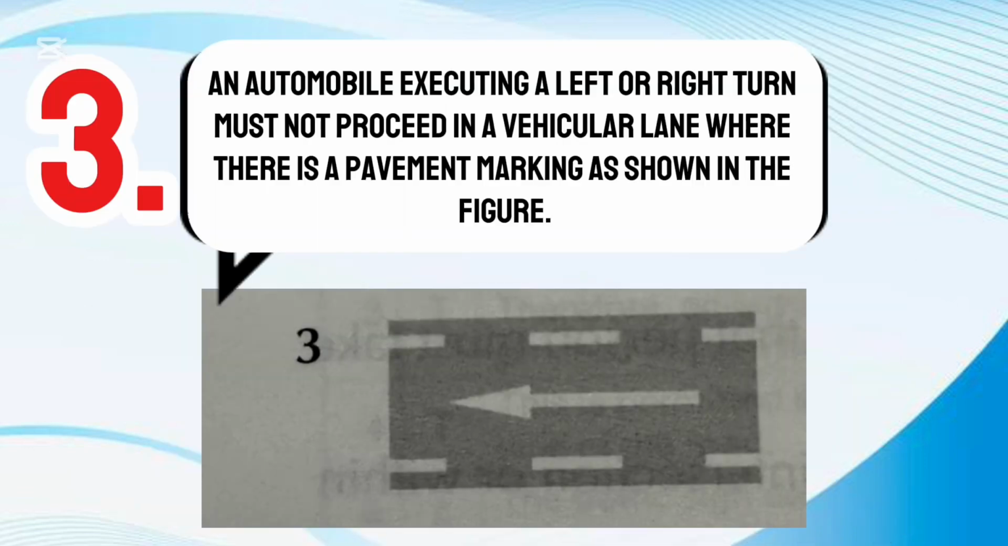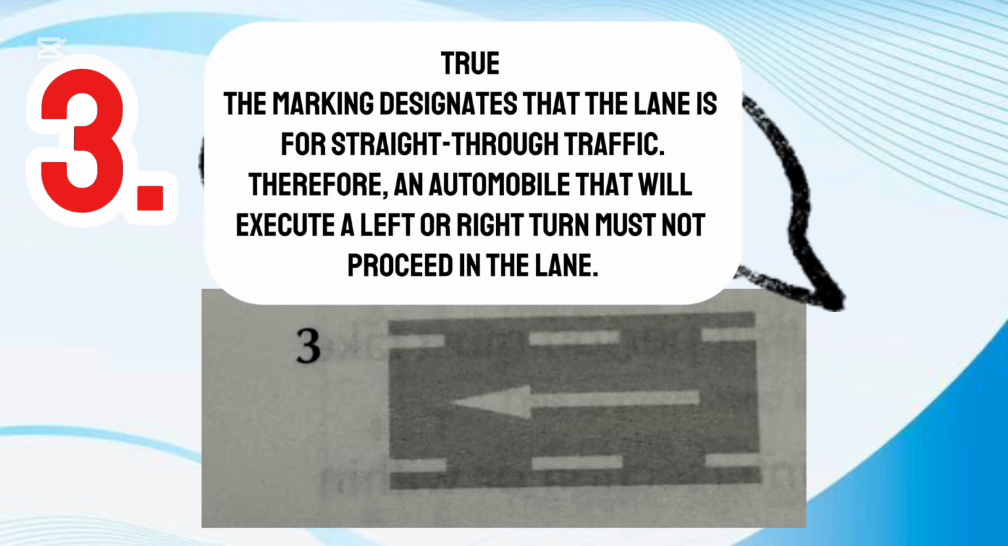An automobile executing a left or right turn must not proceed in a vehicular lane where there is a pavement marking as shown in the figure. True. The marking designates that the lane is for straight-through traffic. Therefore, an automobile that will execute a left or right turn must not proceed in the lane.